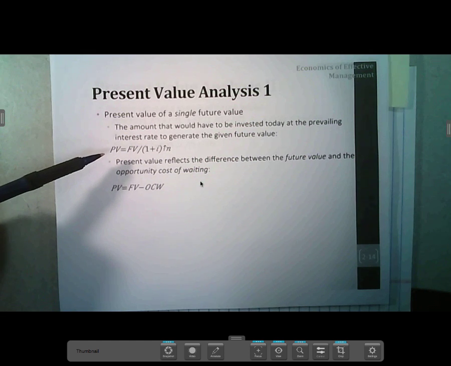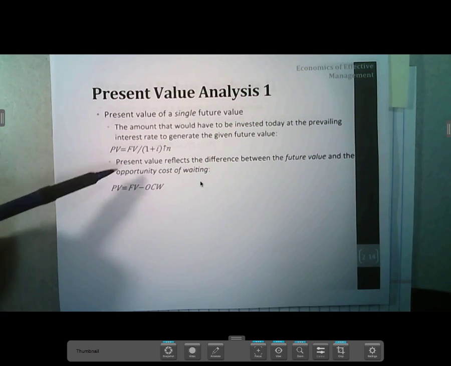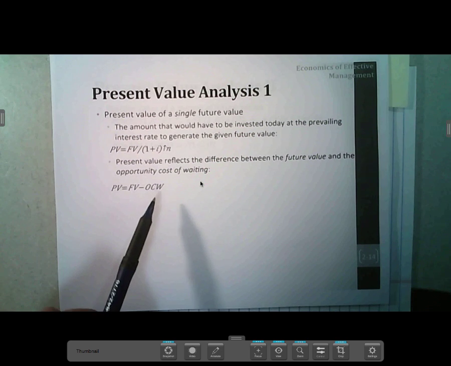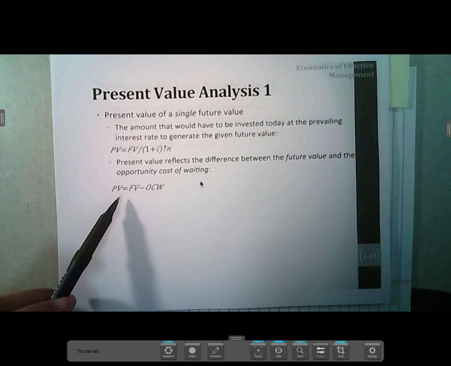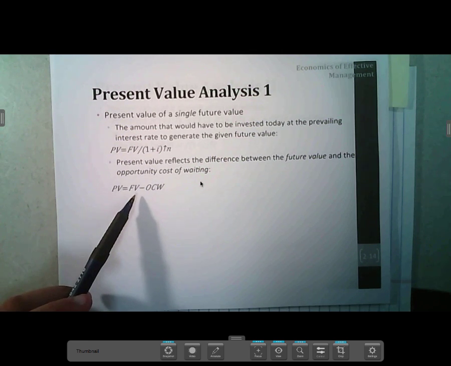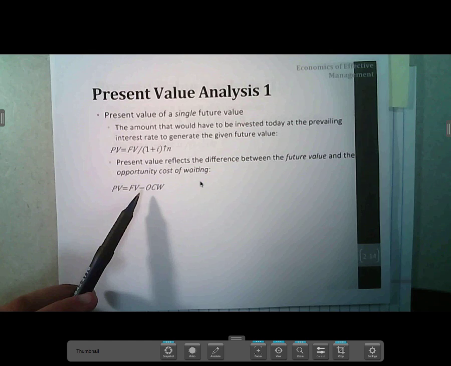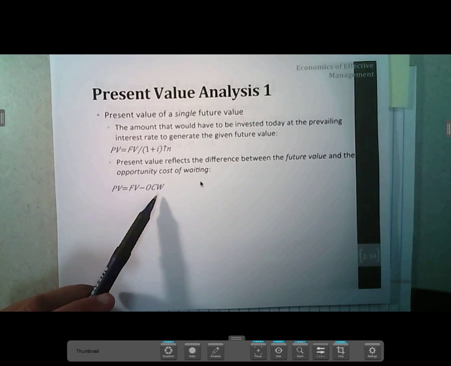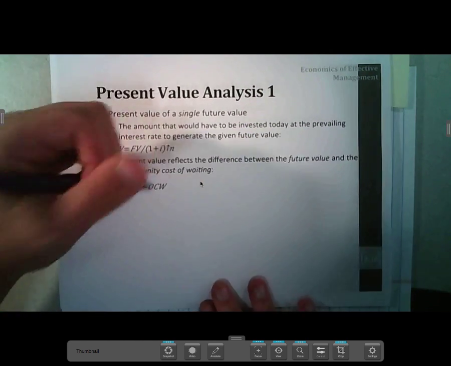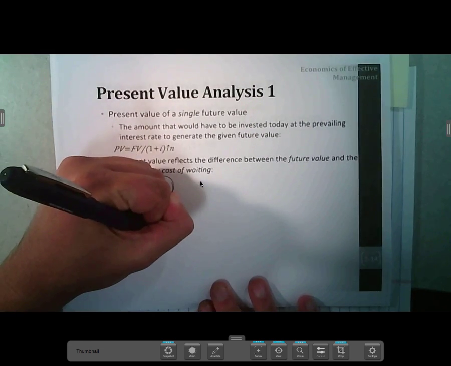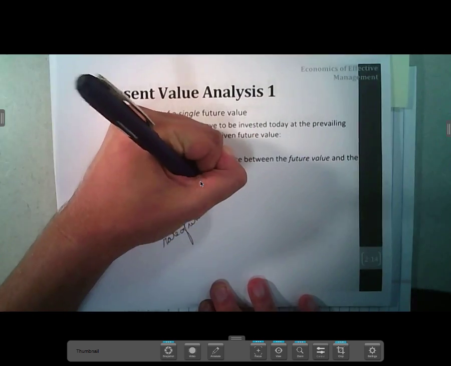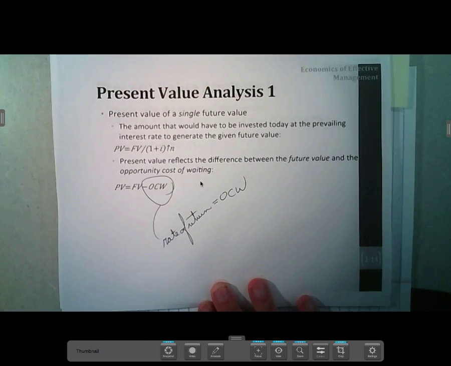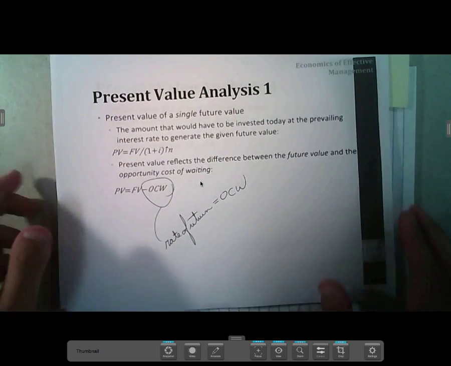That's given by my present value equation. And that present value equation, seen in a simpler way, is basically that the present value is equal to the future value minus the opportunity cost of waiting. So the goal is to get a rate of return that's equal to my opportunity cost of waiting. If I can't do it, then there's a cost to waiting.